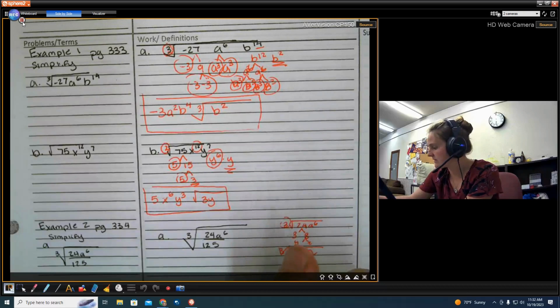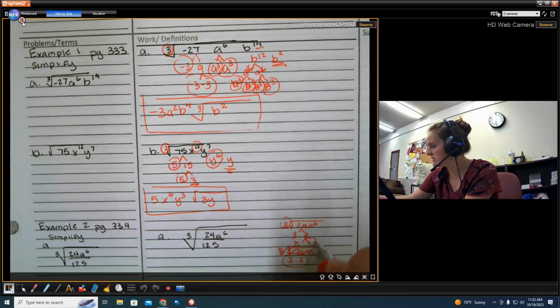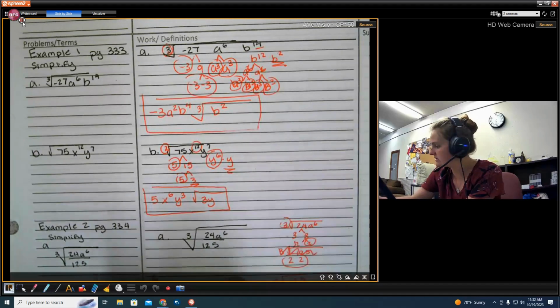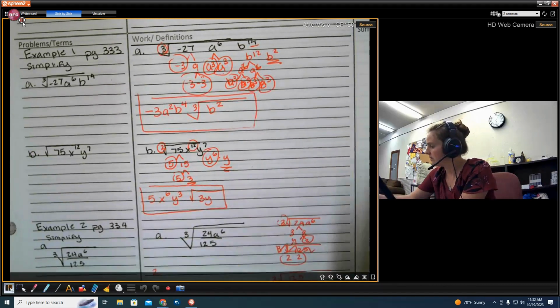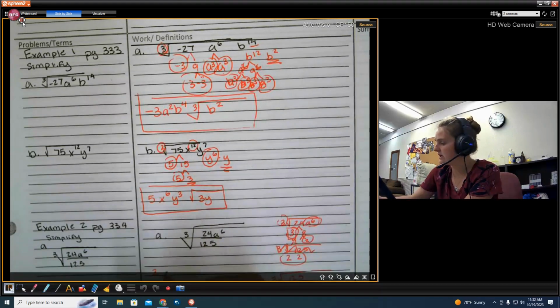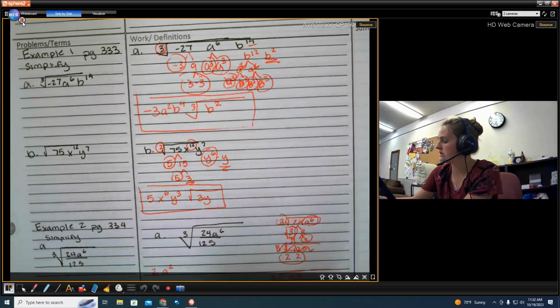Here, I'll rewrite this a little lower. Cube root of 125. So 4 can become 2 and 2. So we have these 2's and this 2, so the 2 can come out. Okay, and then the 3 will stay inside the radical. Okay, and then a to the 6th, that's going to be 2 groups of 3. So a to the 2. And then we have our cube root left over with a 3 left inside.